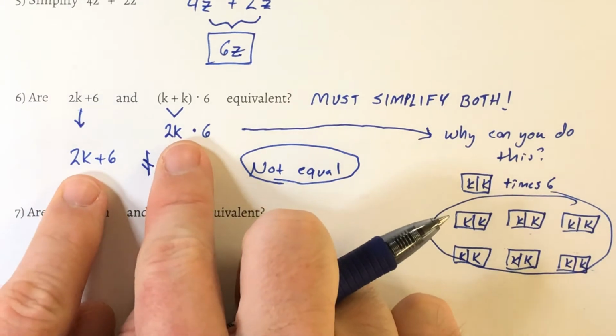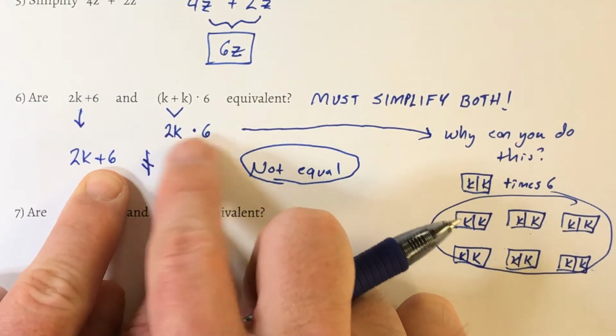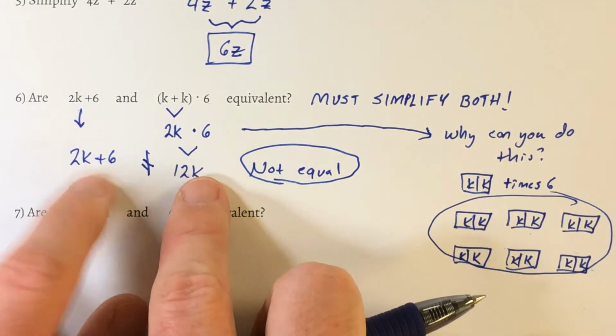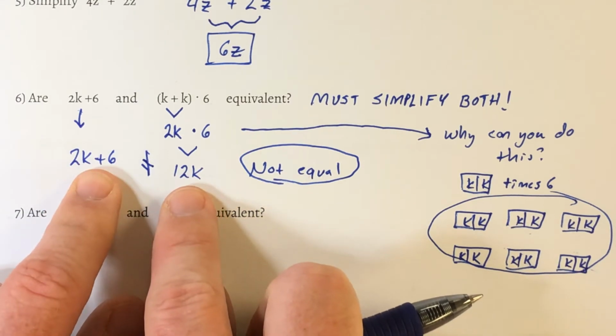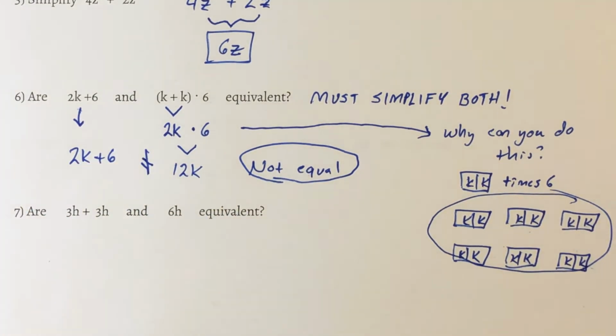Even if you looked at the beginning, 2k plus 6 and 2k times 6, not the same. But we must simplify both all the way before we can give that final answer of knowing for sure.